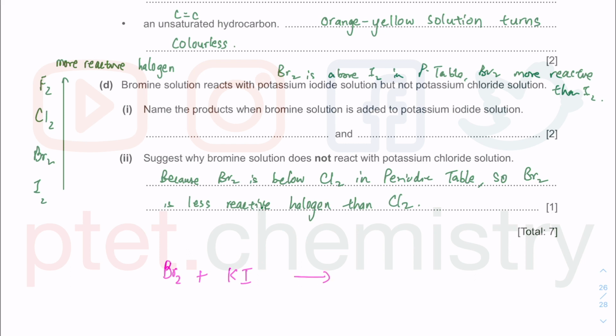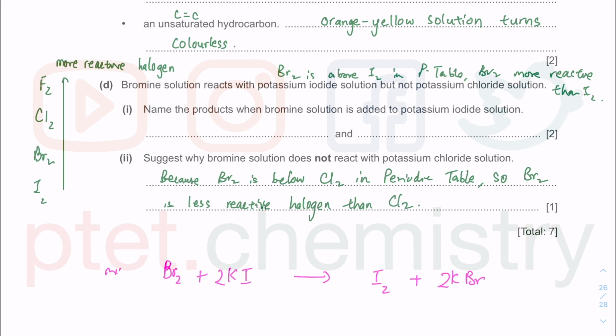And they will kick out the I2, and then you will form K plus Br minus with the same kind of formula, except that it is Br minus instead of I minus now. Balancing the equation, 2Br, so 2KBr, 2 potassium, so 2KI, and then 2 iodine just like that.